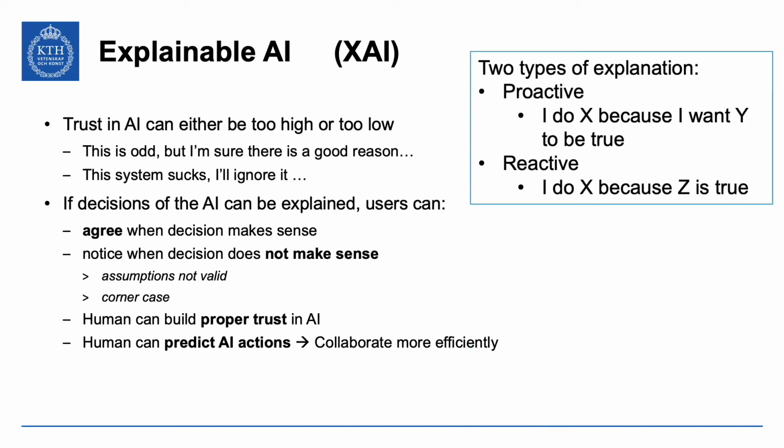There are also two types of explanations. The proactive, where you can say that I'm doing X because I want Y to be true. I want to achieve something. And the more reactive explanation, I'm doing X because Z is true. So a proactive example would be, I'm going home because I need to eat, whereas a reactive explanation would be, I'm going home because it's 6 p.m.